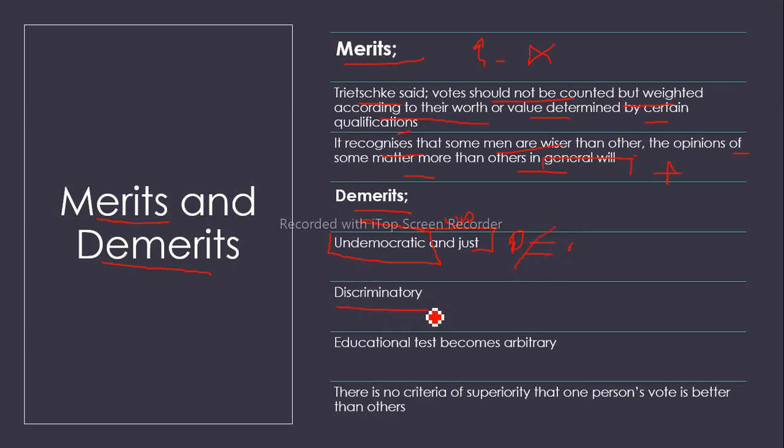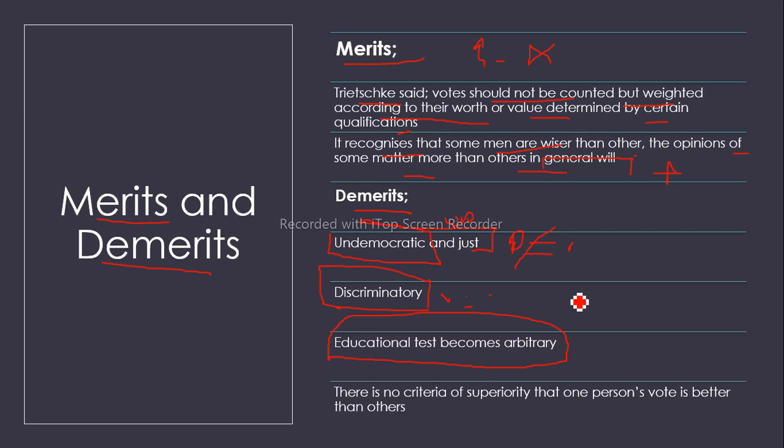So, and also it's discriminatory. It's discriminatory in the sense that the uneducated people, the working class, the peasants, the farmers are discriminated. They are given a lesser share of political power as compared to the educated persons at the level of public office holders, etc. So this is discriminatory, and also the educational class becomes arbitrary, because if you make an education test, obviously if you are giving more votes to an educated person, there should be a criteria about their education.